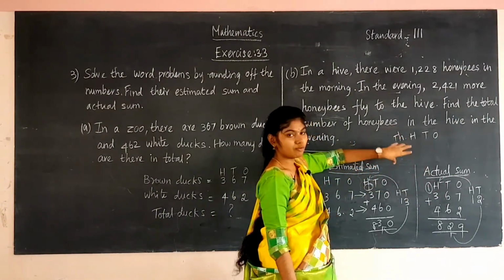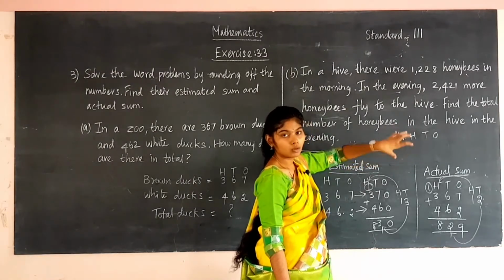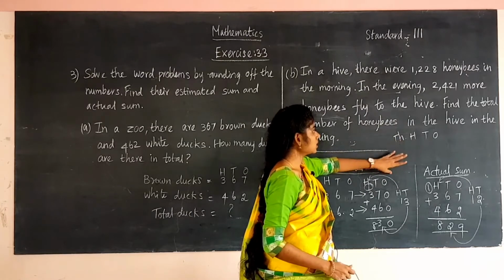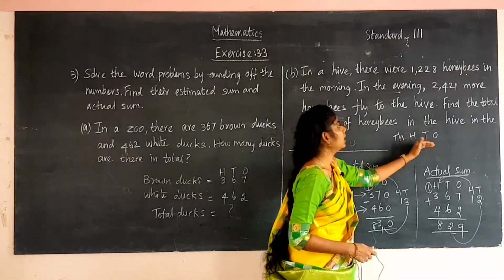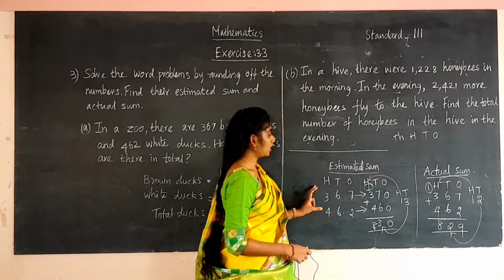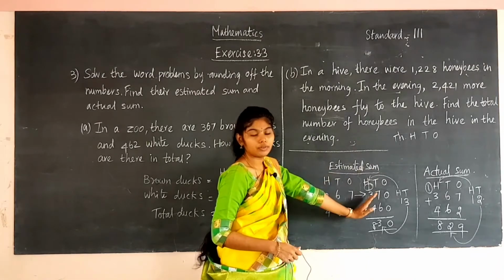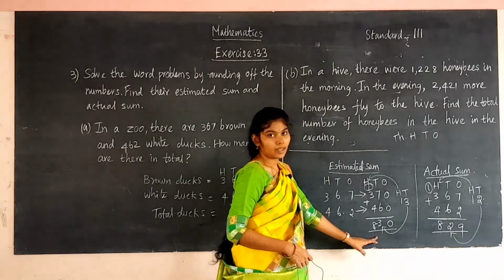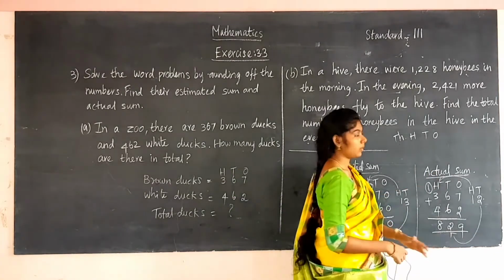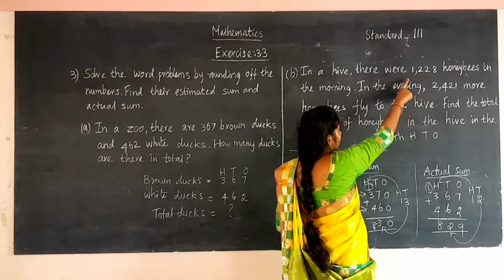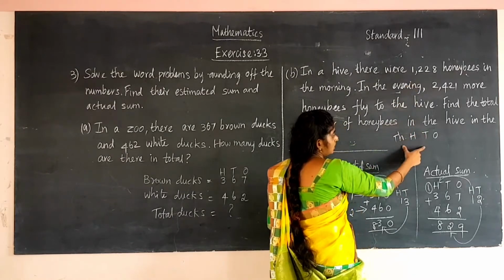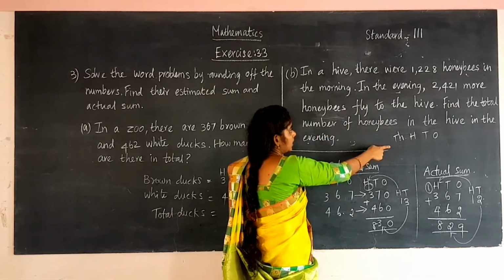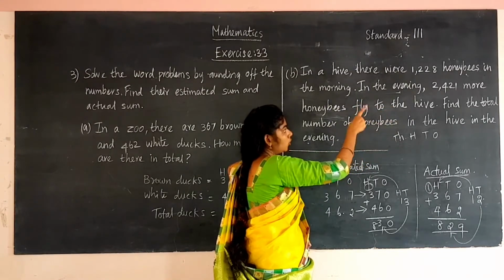First write what is given in the sum in the solution part, and then what we have to find, what they have asked in this question. After that, write the estimated sum. First write the given numbers and then round off the numbers to estimate. After rounding off, estimate the sum and then do the actual sum. Here, up to the thousands place you will write, then fill each number's value in its place, and then add those two numbers.